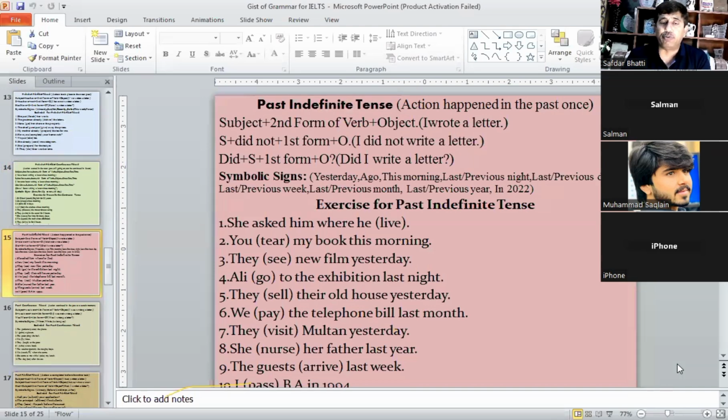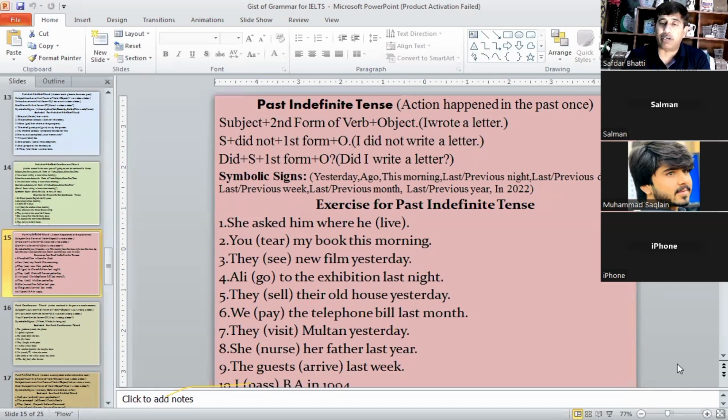Now we would like to move towards the past indefinite tense. It tells us about the action that happened in the past once. The structure is subject, second form of verb, object, like I wrote a letter. And for the negative sentence, you will have to use did not, first form, and object. I did not write a letter. And for the interrogative, you will have to use did, first form, and then object. Did I write a letter?